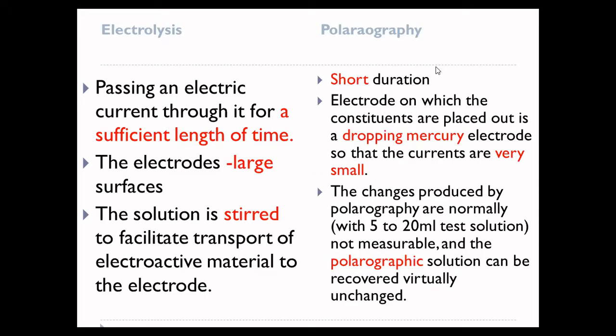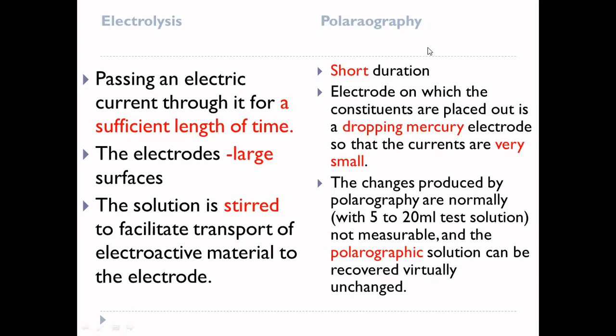What is the main difference between electrolysis and polarography? In electrolysis, current is passed through the solution for a sufficient length of time, and the electrodes are large surfaces. We pass continuous current through the solution, and the solution is stirred to facilitate deposition of the electroactive materials on the large surfaces. That is known as electrolysis. But polarography takes a short duration. The electrode on which the constituents are deposited is a dropping mercury electrode, so the currents are very small, negligible. The changes produced by polarography are normally measured, and the polarographic solution can be recovered virtually unchanged. This is the main difference between these techniques.